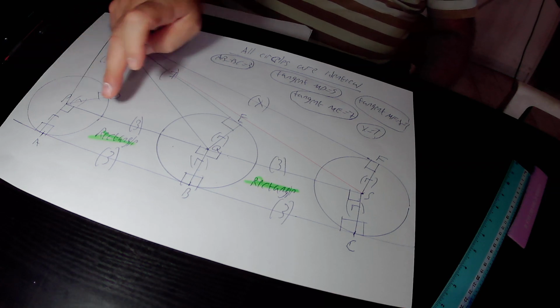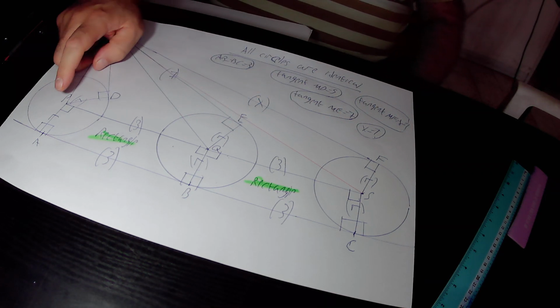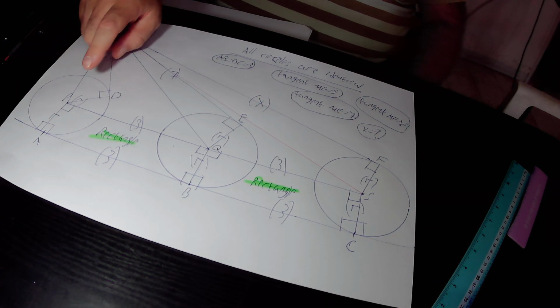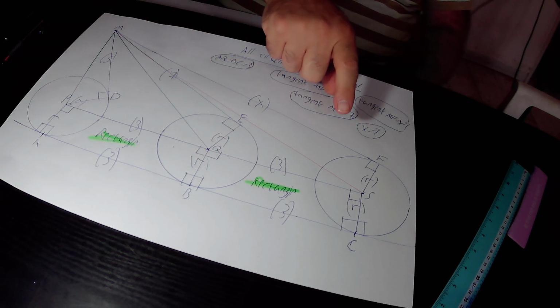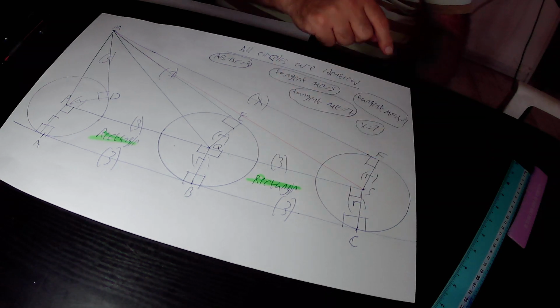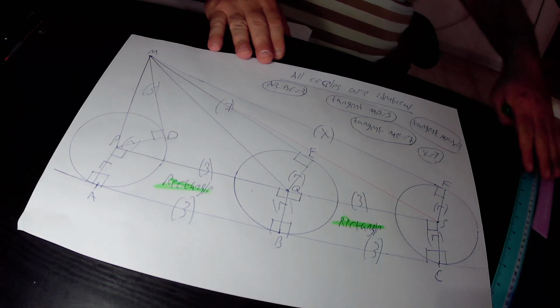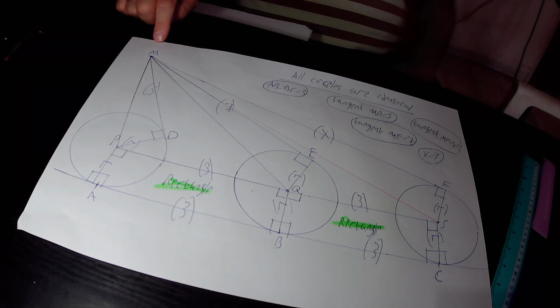tangent ABC. Tangent ABC is tangent to this circle here at point A, it is tangent to this middle circle here at point B, and it is tangent to this circle here at point C. In addition, we have this common external point M.